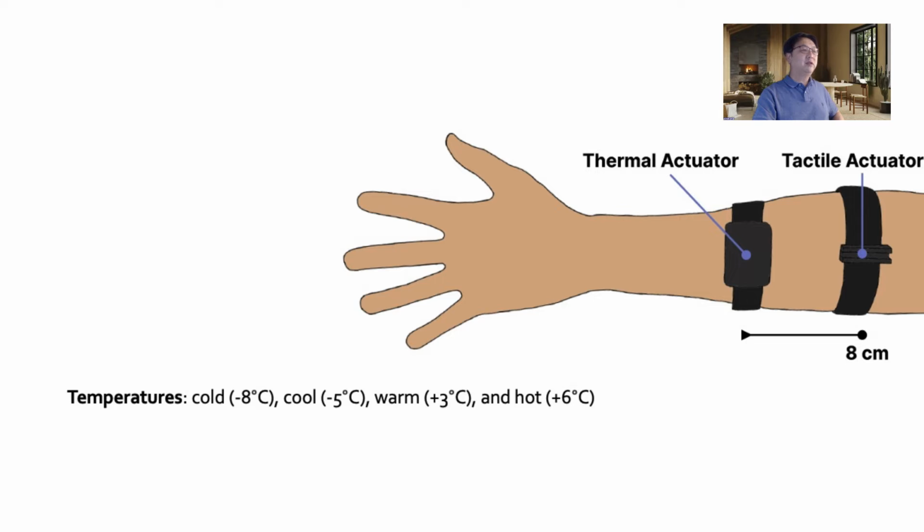We then simultaneously activated the thermal and tactile actuators with 4 different temperature conditions: cold with -8 degrees Celsius, cool condition with -5 degrees Celsius, warm condition with +3 degrees Celsius, and the hot condition with +6 degrees Celsius. And here, the temperatures are the plus-minus differences of each participant's skin temperature.